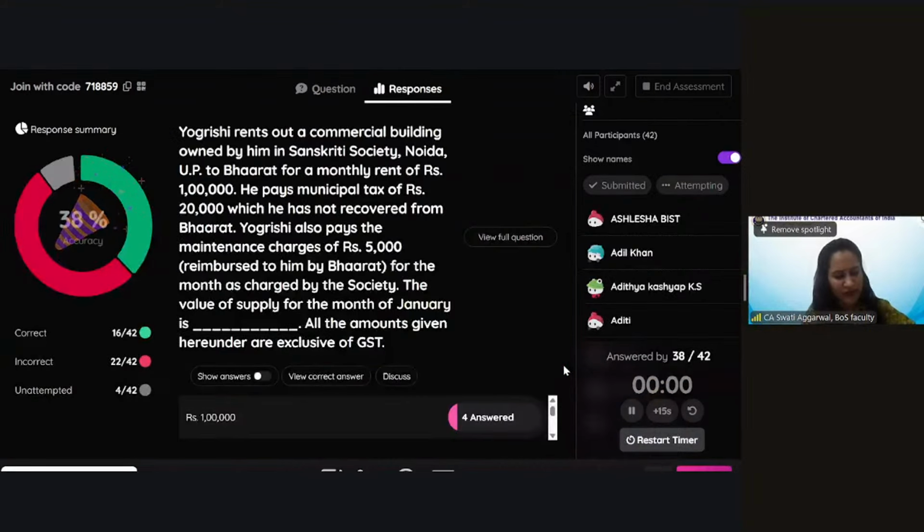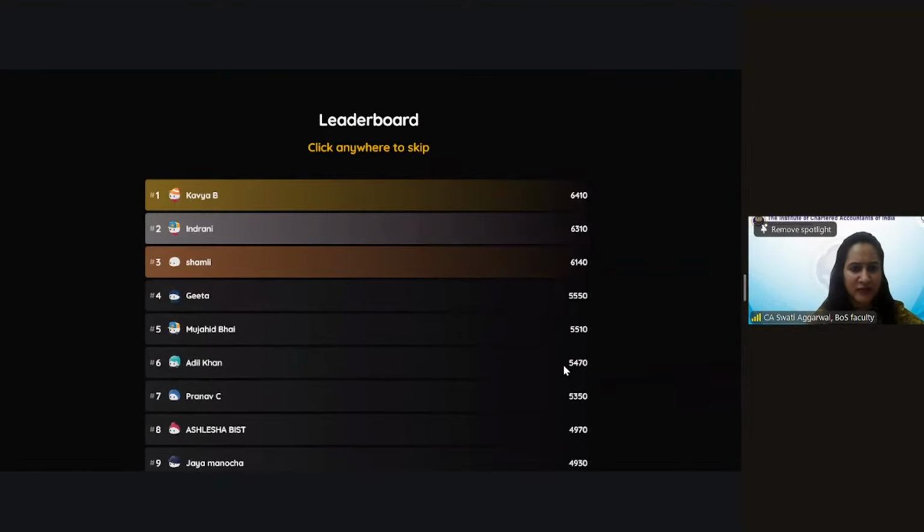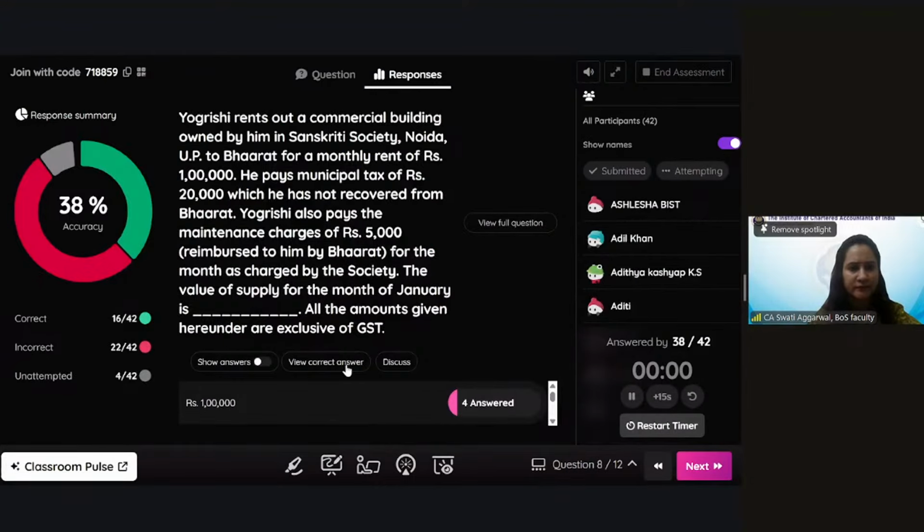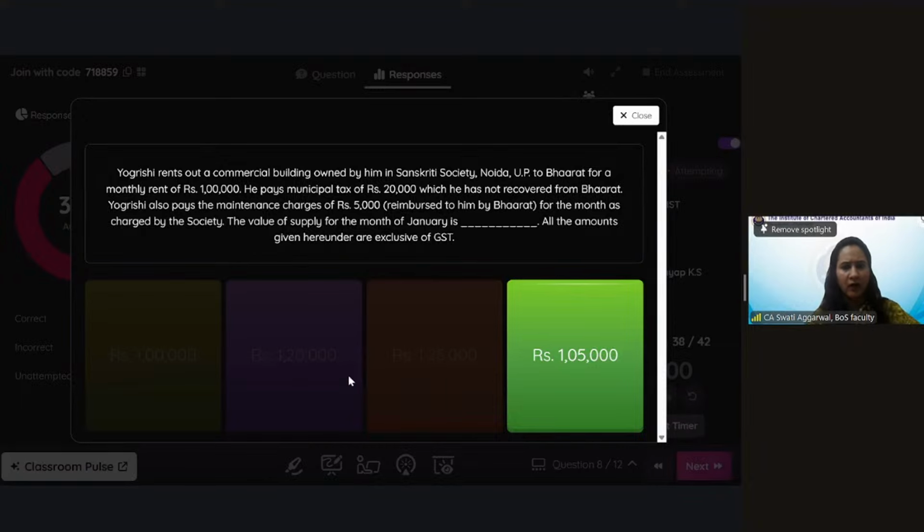Kuldeep has already given his answer, but sorry, Kuldeep, this time your answer is wrong. Please listen to me very carefully when I am discussing the interpretation. Explanation of the correct answer. At the top this time we have Kavya B, rank 2 Indrani, 3 Shamini, 4th Geeta, 5th Muzahid Bhai, 6th Adil Khan, 7th Pranav, 8th Ashlesh Bish, and 9th is Jaya. The correct answer in this question is rupees 1,05,000.